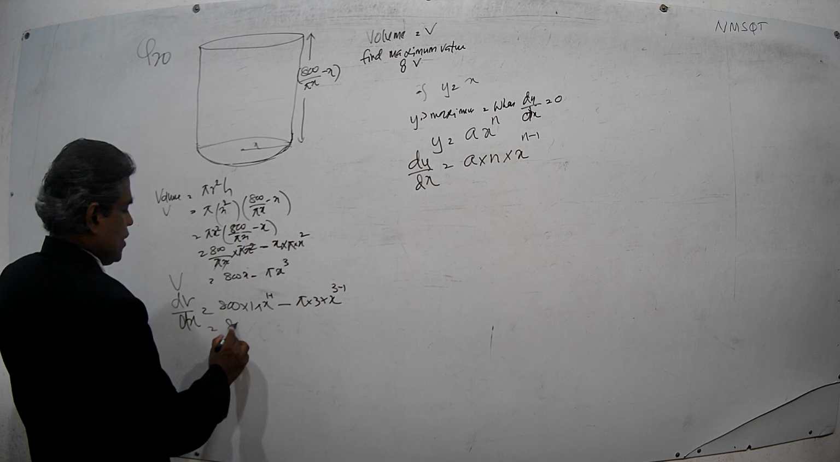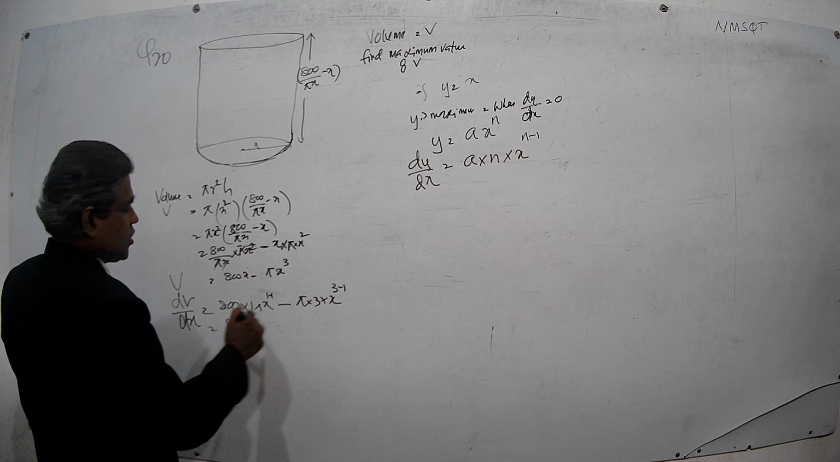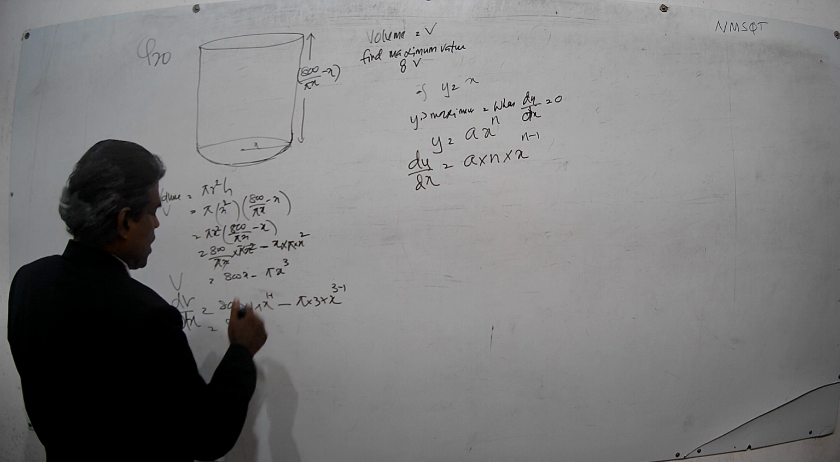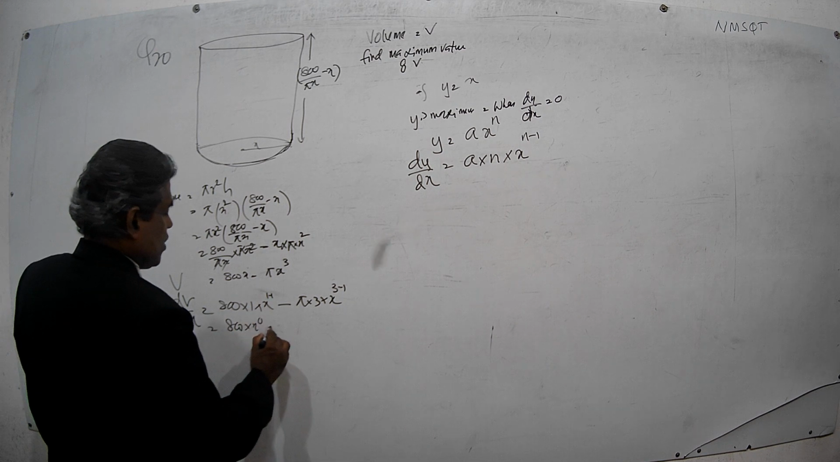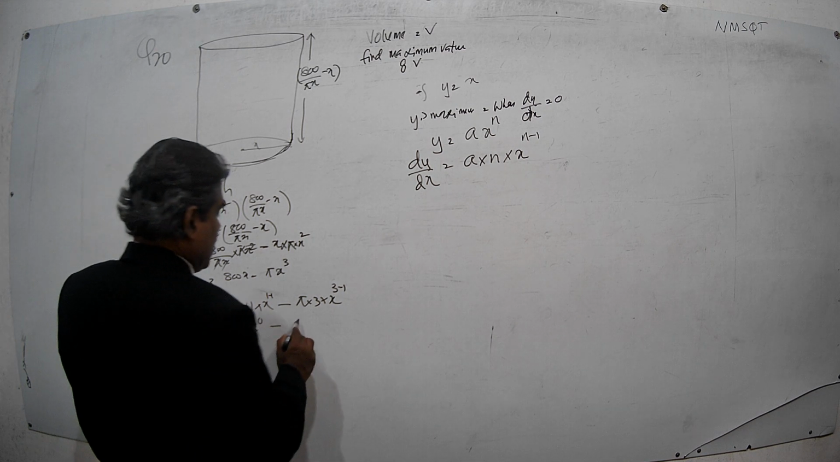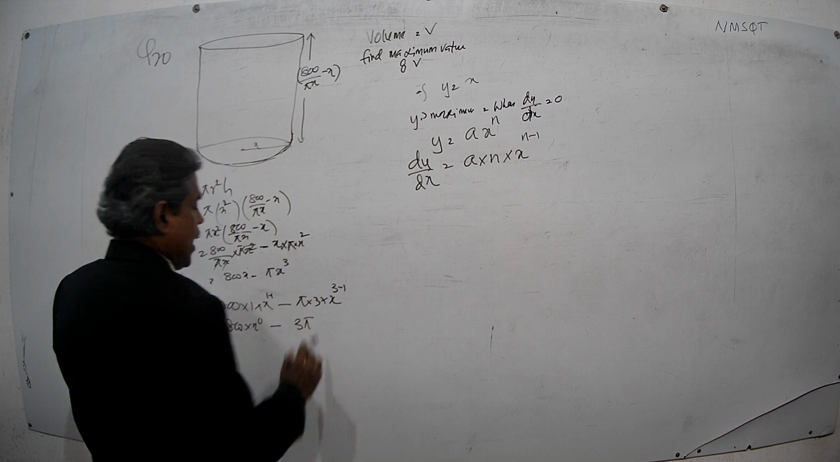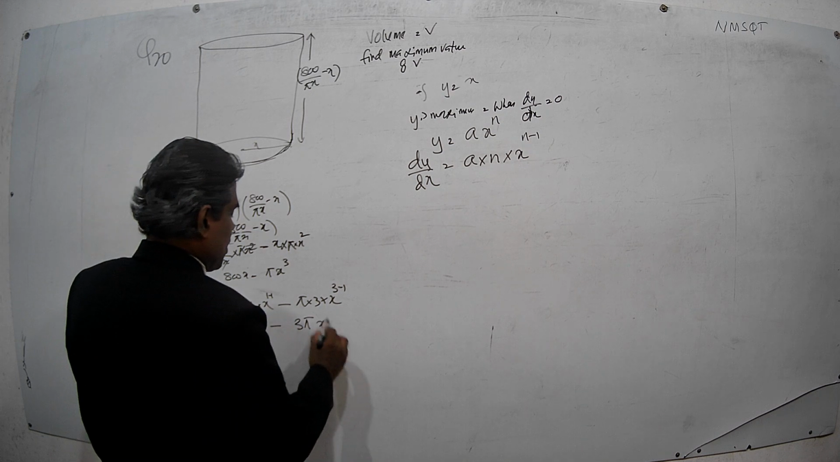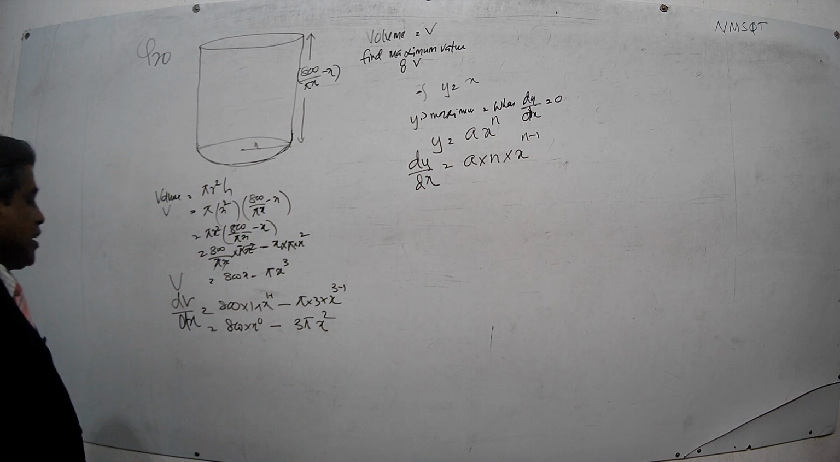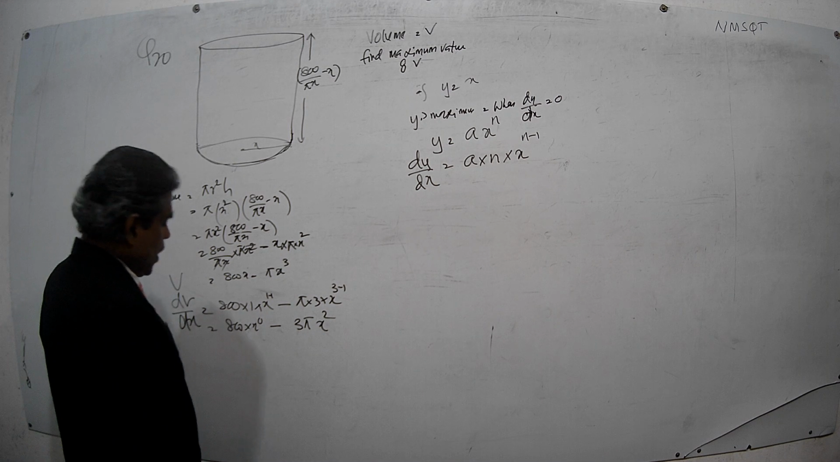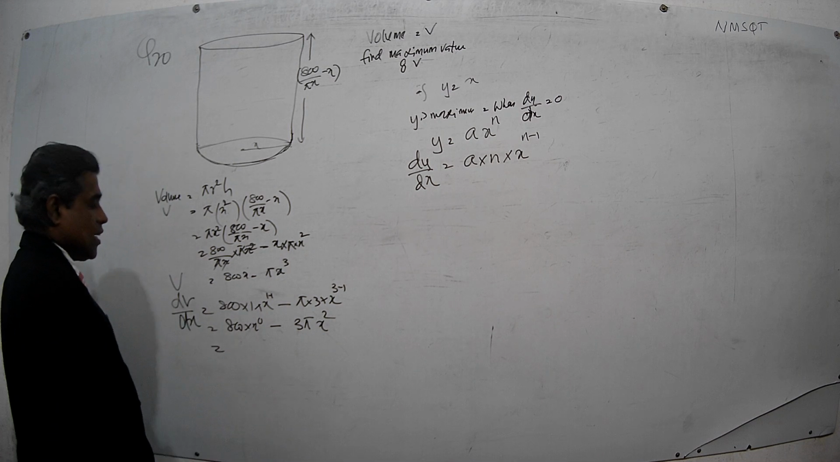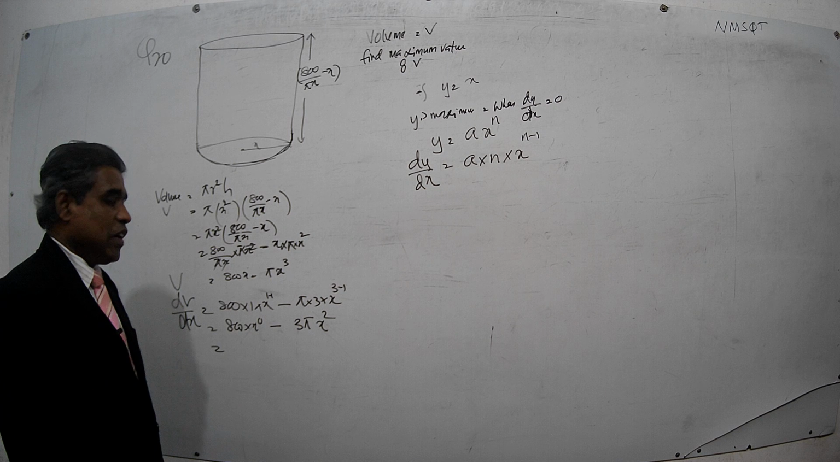Then 800 into 1 is 800 itself, x to the power 1 minus 1 is x to the power 0. Then minus pi times 3 is 3 pi, and 3 minus 1 is 2, then x to the power 2, right? Then you get this one further, 800 into x to the power 0.